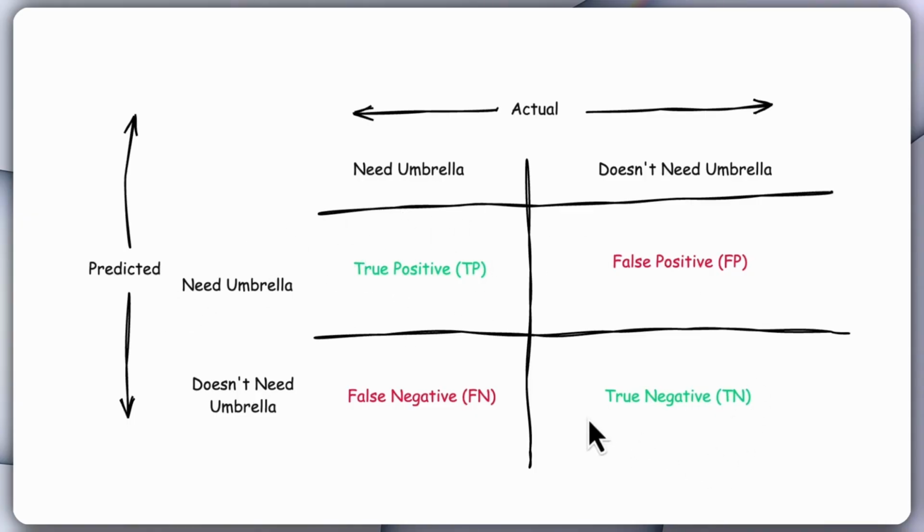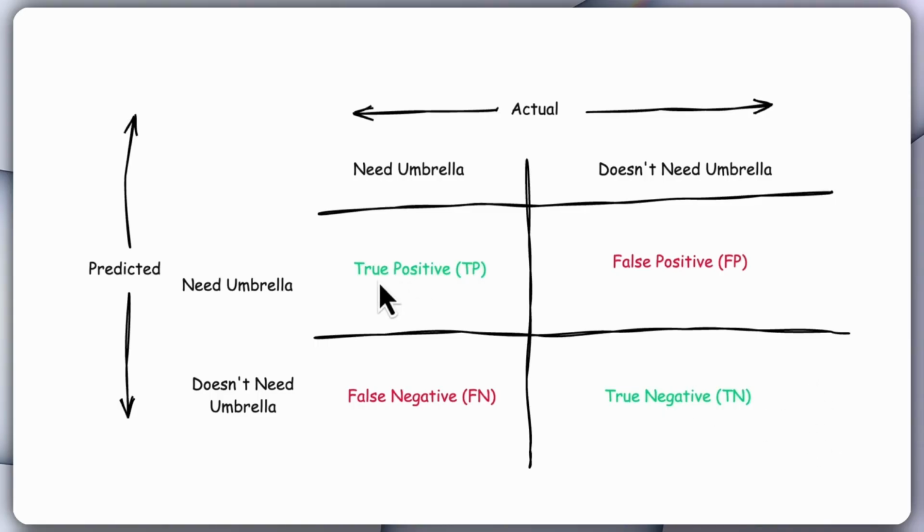Similarly, this section is known as the true negative. Why is it a true negative? Because the actual value is telling I don't need an umbrella, and what my model is predicting is exactly the same: I don't need an umbrella. So my model prediction and the actual value match. That's why it's called the true negative.